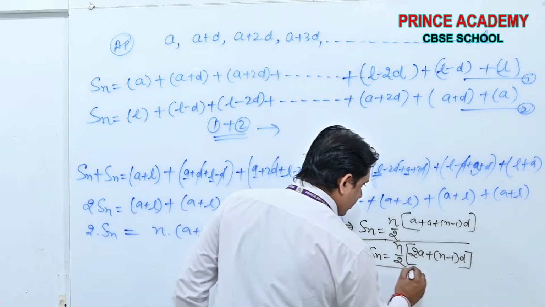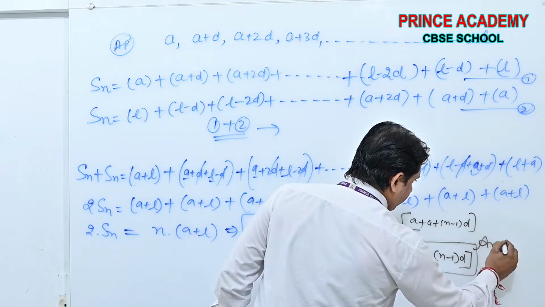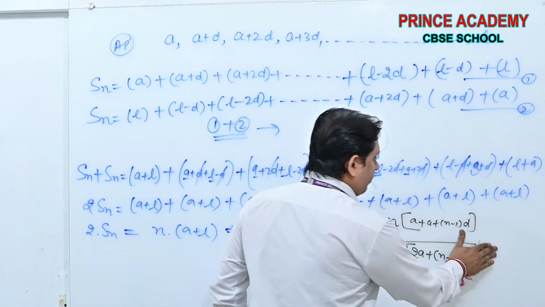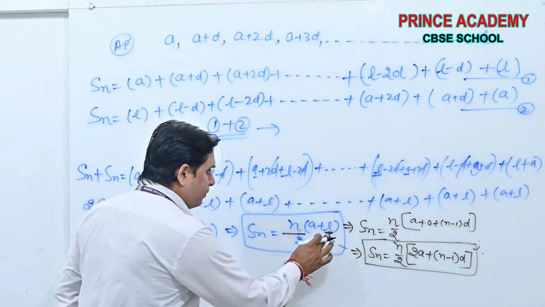This is the answer. Got my point? Oh, sorry, no, this is not the answer. This is the proof, beta. We were following this. This is the first form.